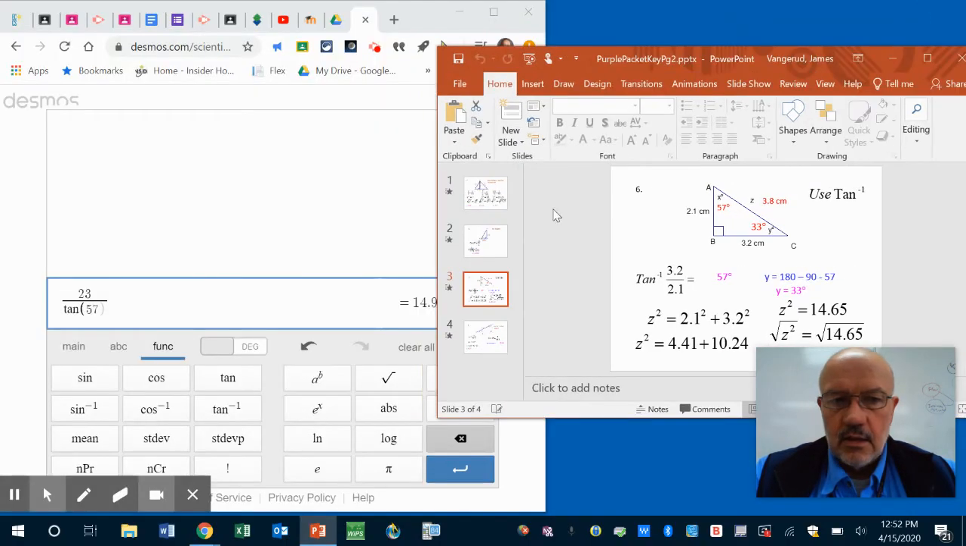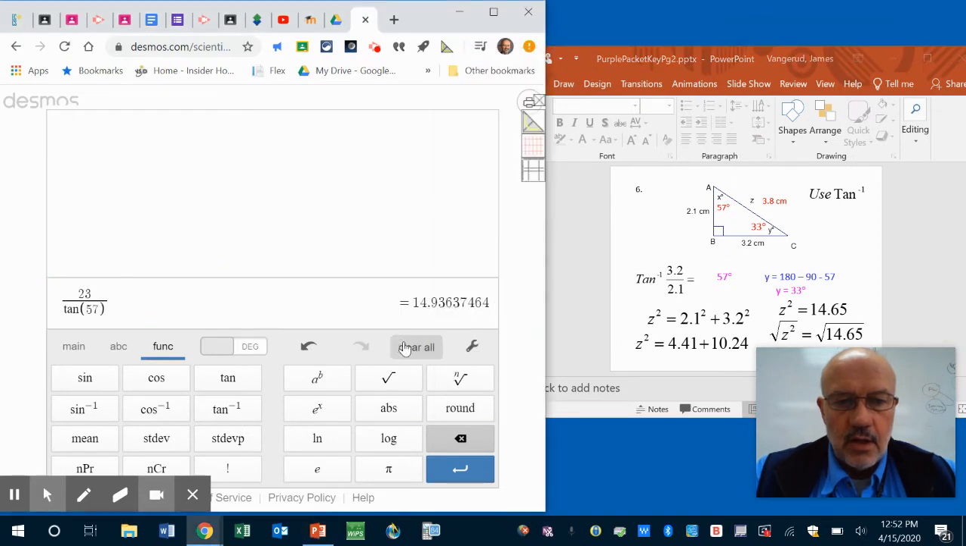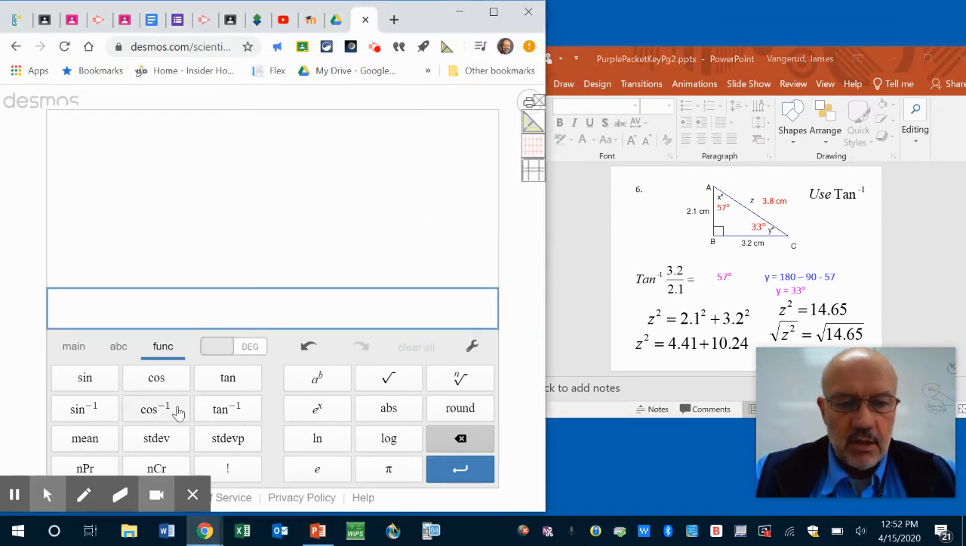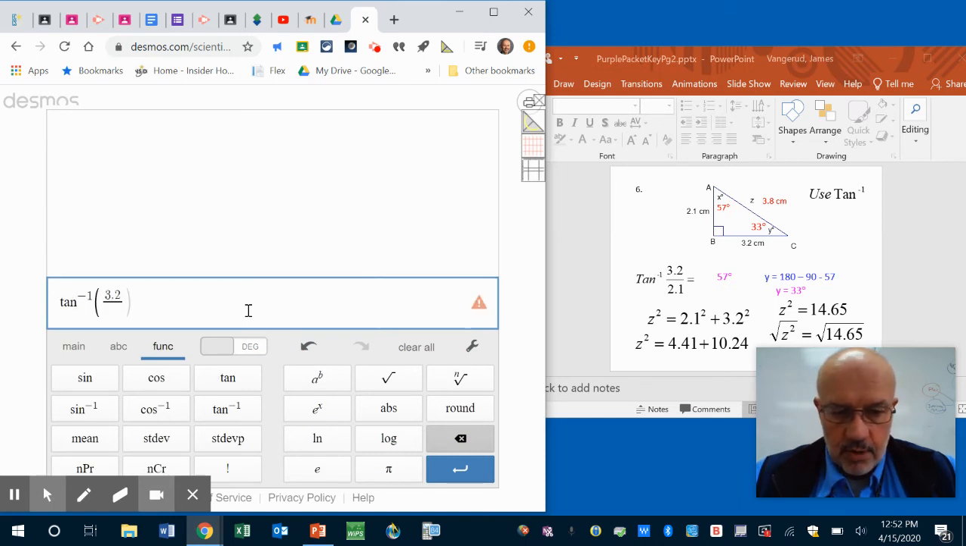Okay. So inverse tangent, and it was 3.2 over 2.1. So 3.2 divided by 2.1. And as you can see, it's 56.7, which is rounded to 57, just as we've got here. All right.